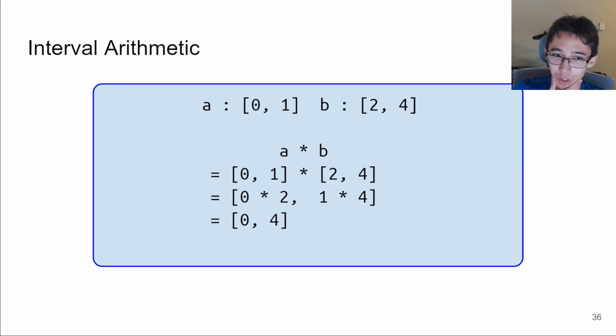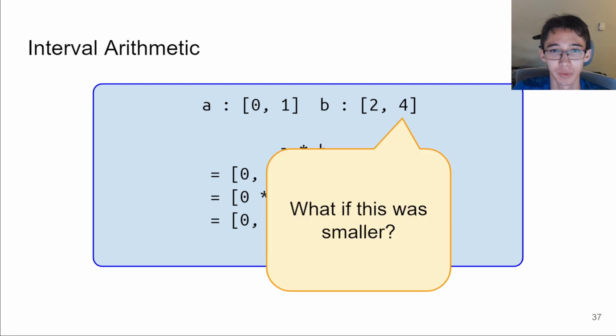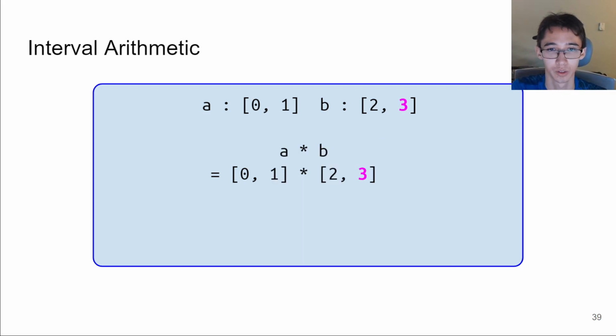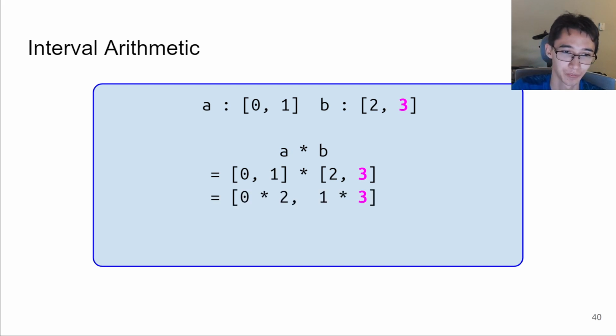Alright, so that's interval arithmetic. We're going to have a bunch of operators that compute using intervals instead of numbers. So now, just for learning's sake, let's imagine that the input interval was smaller. Instead of 4 here, we had a 3. And let's do the calculation again. So substituting the intervals and doing a multiply, we get 0 to 1 times 2 to 3. And the final interval will be 0 to 3.